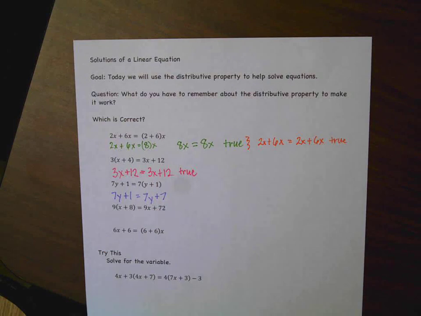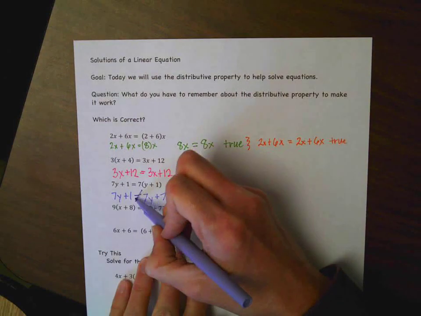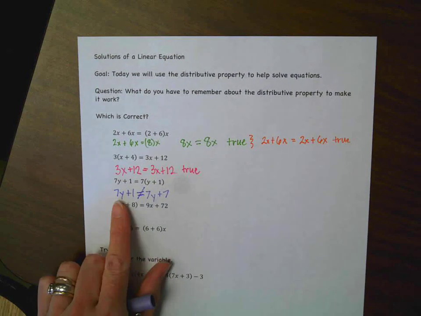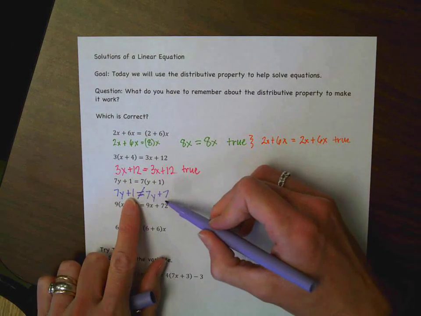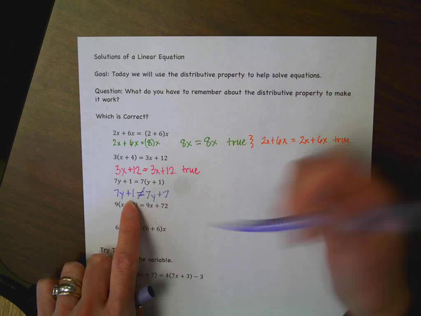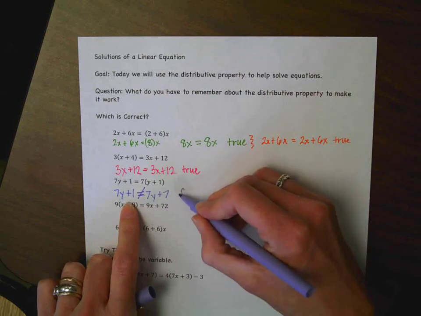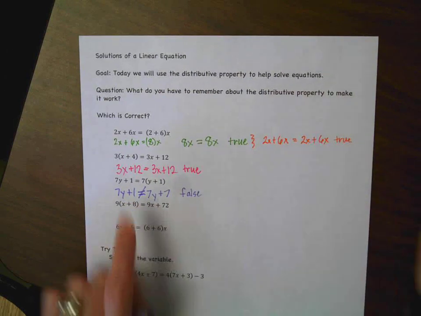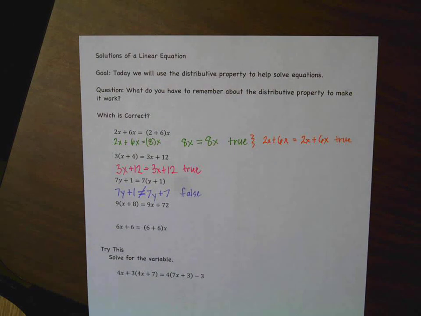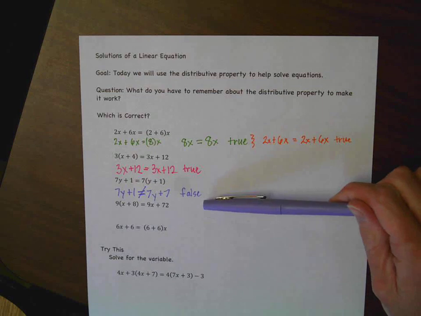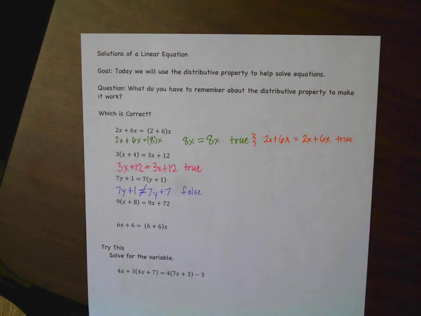What did you find out about this one? This is not true. The way we proved it is the 7y's are the same, but is the constant the same? Nope, this is a 1 and this is a 7. So this is false. So kiddos, you need to make sure you're attending to precision and you're going slow, because on this one I thought we were good to go until we got to the end and realized that seven ones added up together does not make one, it makes seven. So go slow and make sure that you are correct when you're checking these.